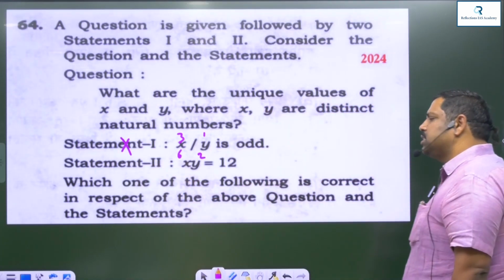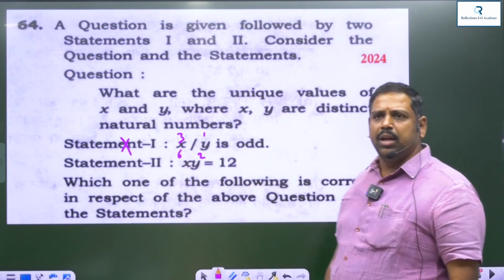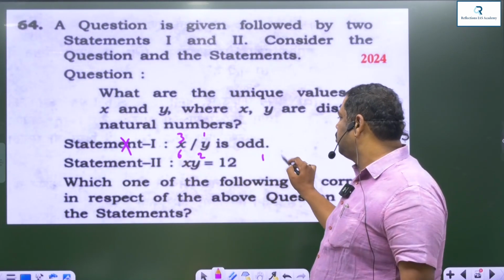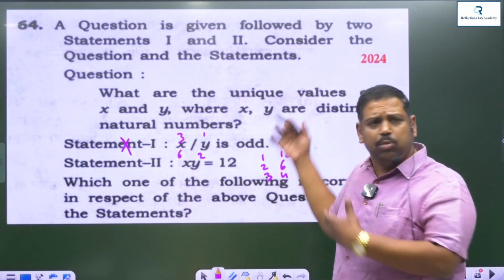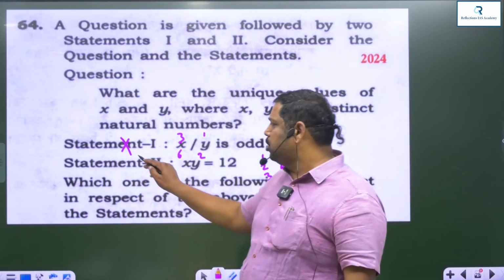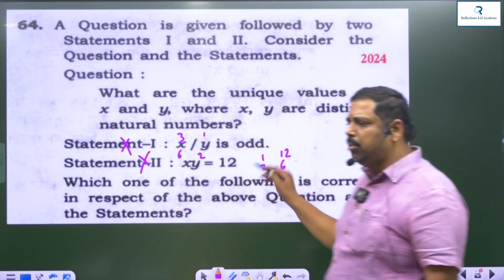Statement 2. X into y is equal to 12. To get x into y is equal to 12, 1 and 12 is a possibility, 2 and 6 is a possibility, 3 and 4 is a possibility. Like that, so many possibilities are there. So this alone is sufficient or not sufficient? Then go with the combination.